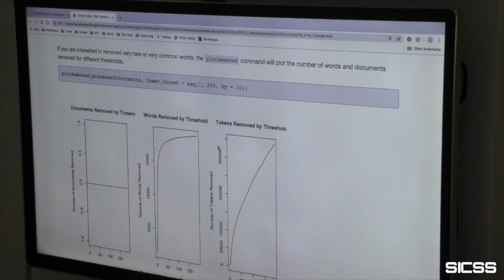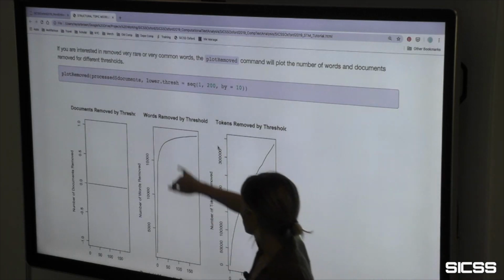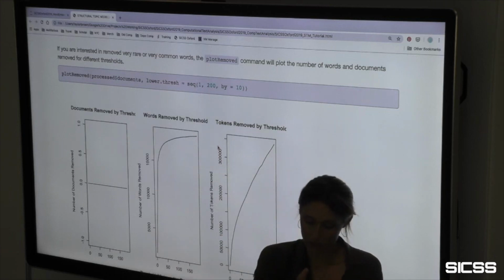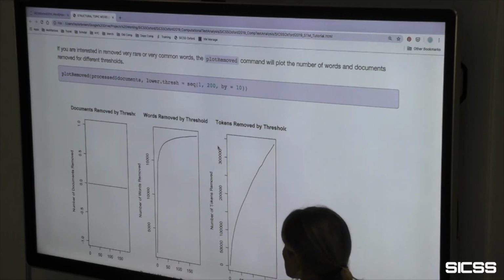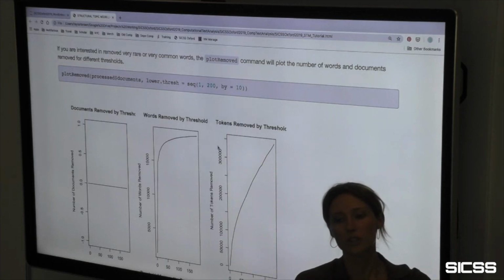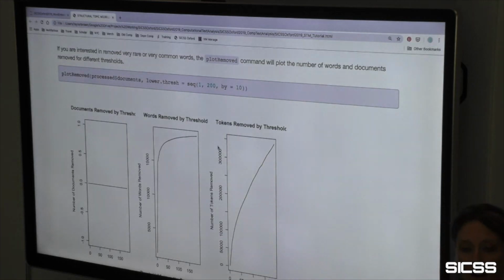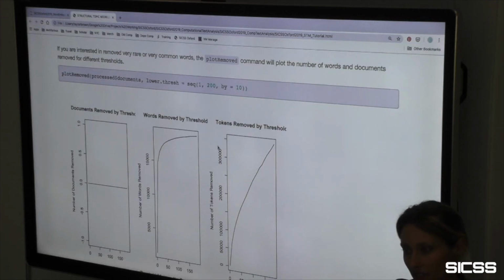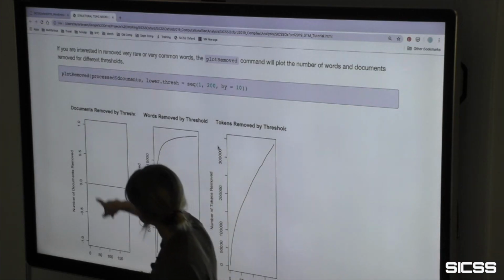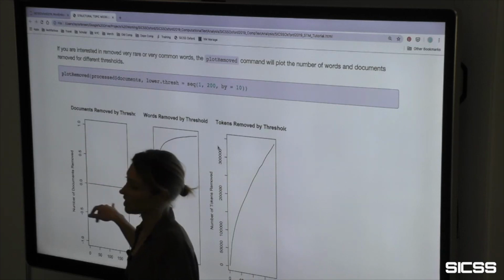If I removed words that occurred less than a lower threshold, starting from less than once, I mean not at all, that doesn't even make sense, but up to 200 by increments of 10. So what would happen if I removed words that occurred less than 10, less than 20, less than 30, less than 40? And slowly you get these kind of curves, and this is how many documents you'd remove, which is none.